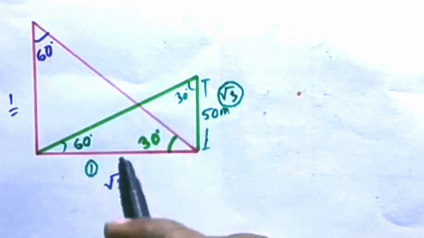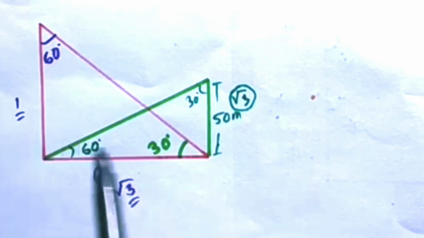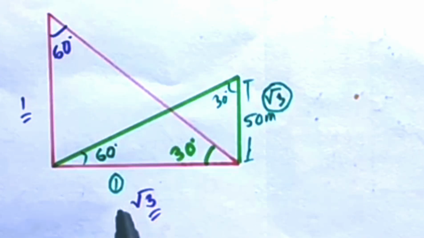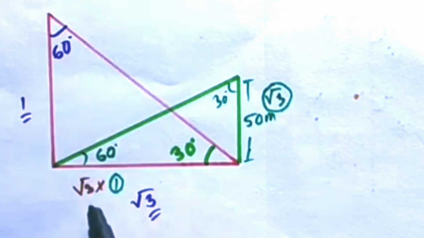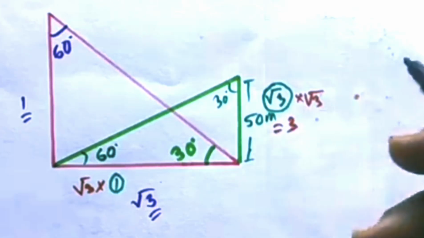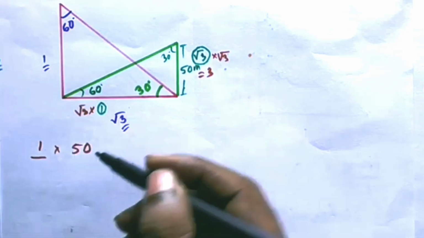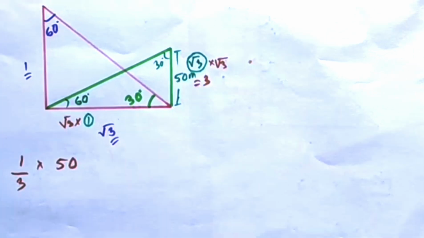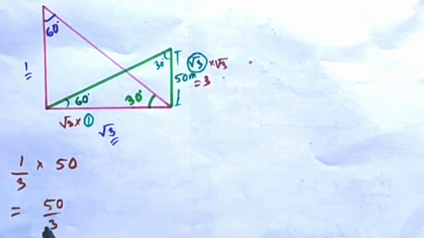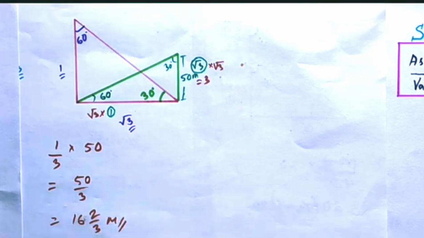For the small triangle, we have side ratios 1 and root 3. For the other triangle, side ratios root 3 and 1. For the same side, the ratio must be the same. Here it is 1 and here it is root 3. So we multiply by root 3 to make it the same, and here we multiply root 3 to make it 3. Now the ratio is 1 into the value given, which is 50. Values ratio is 3. So if we calculate 50 by 3, we get 16 2 by 3 meter as the height of the building, which is our answer.